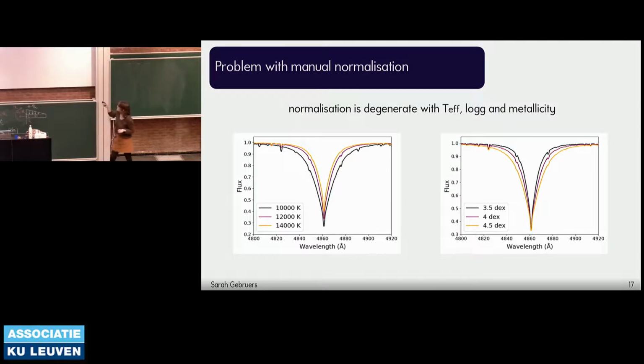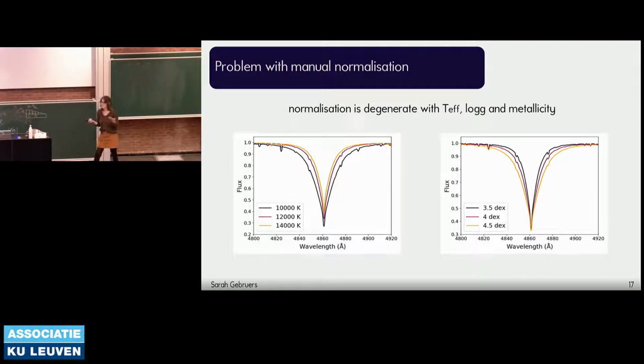To show that, here I've plotted synthetic spectra, where I fixed all the parameters to the same values, except on the left side, I changed the temperature, various values for the temperature, and on the right-hand side, there are different values for the surface gravity. And you see what kind of effect it has on this hydrogen line here. So what I want to say is that the normalization is really degenerate with the effective temperature, surface gravity, and metallicity that you will get for a star.